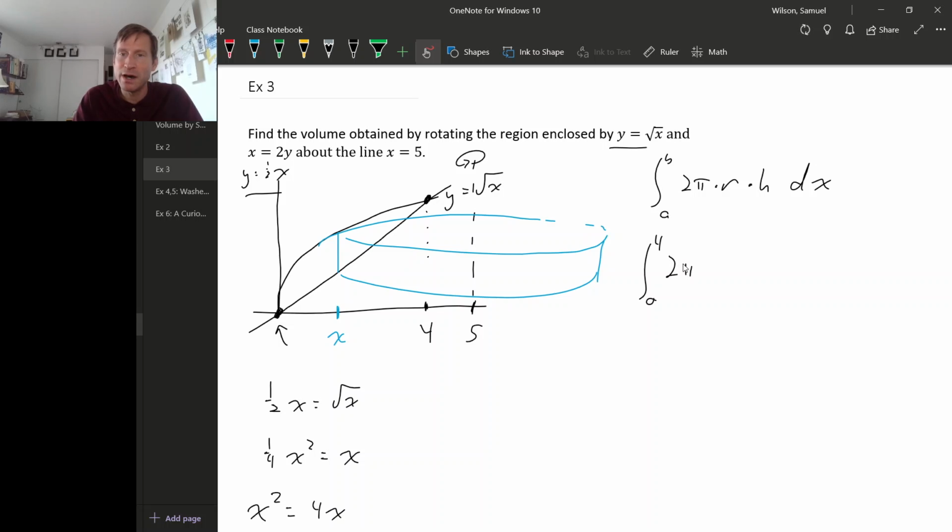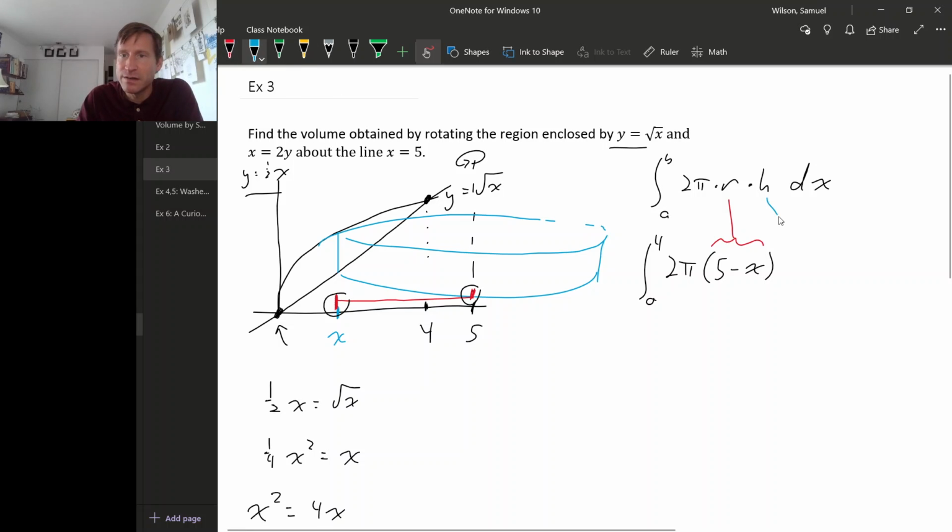Okay, times 2 pi times the radius of a cross section. So the radius of the cross section, the radius of the cylindrical shell, is the distance from the edge of the shell to the axis of rotation. So this red distance here. This is a horizontal distance, and to measure a horizontal distance, you take the large x-coordinate minus the small x-coordinate. The large x-coordinate is 5, and the small x-coordinate is x. So the radius is 5 minus x.